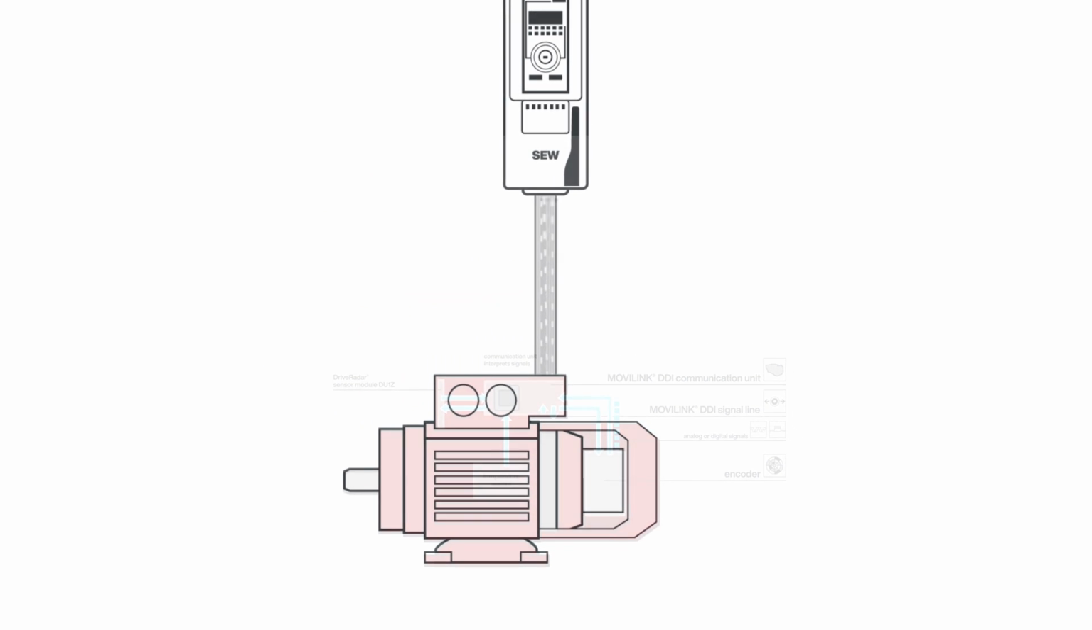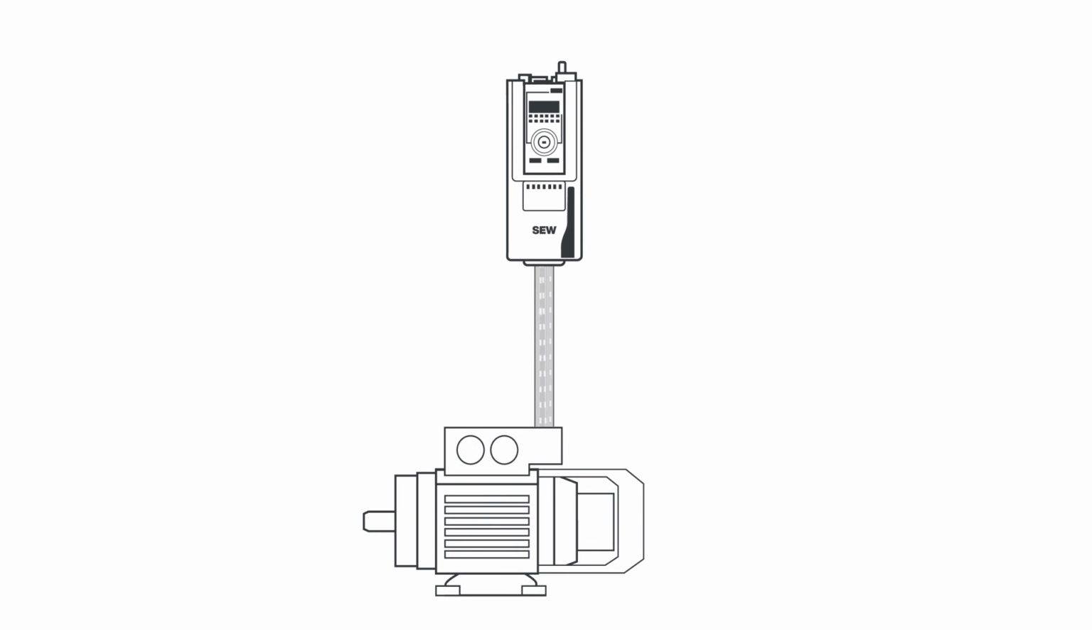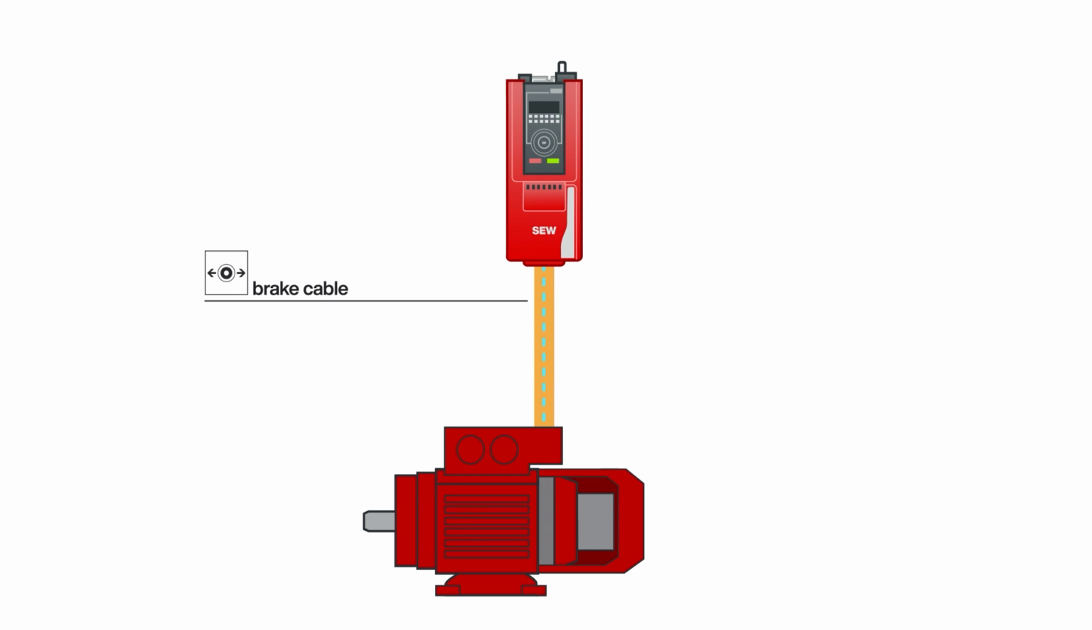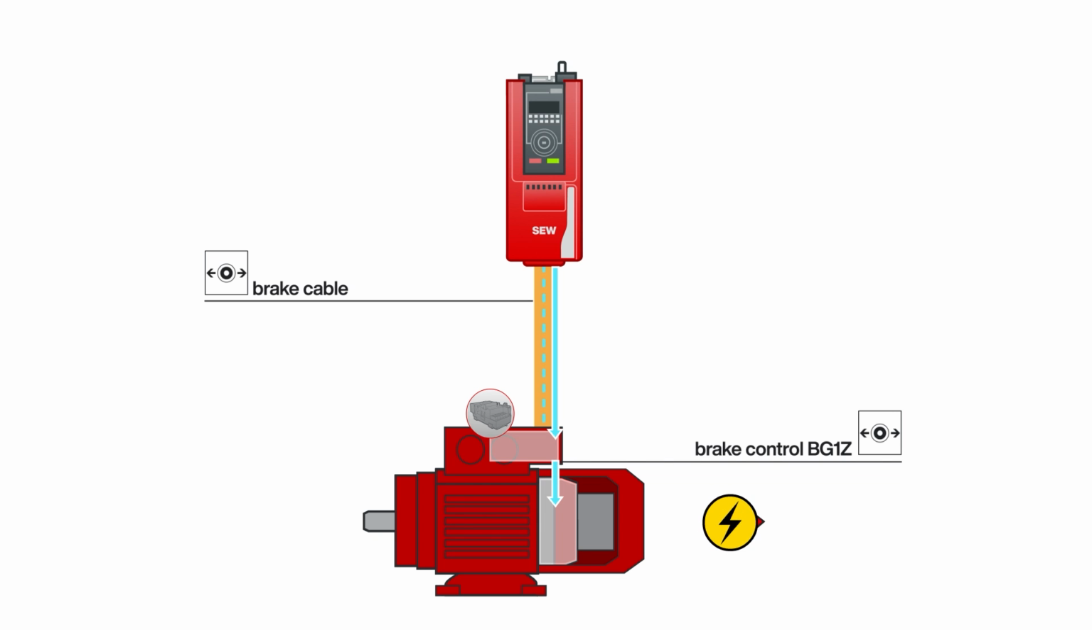Let's go through the information chain from inverter to subcomponent using the brake control as an example. The inverter sends a brake command via the brake cables of the hybrid cable to the integrated BG1Z brake control, which is located on the bottom of the communication unit. This then terminates the power supply of the brake coil and the brake is applied.